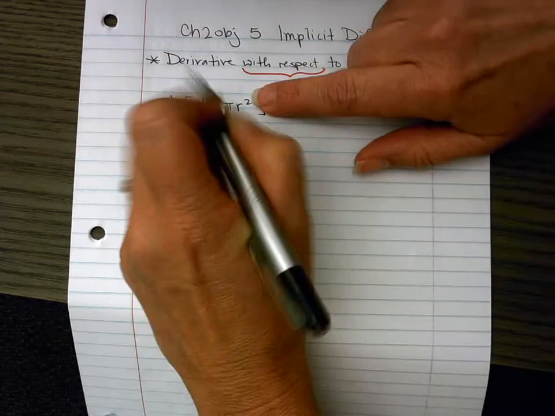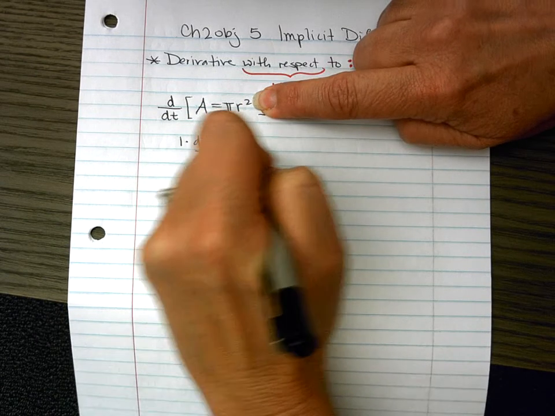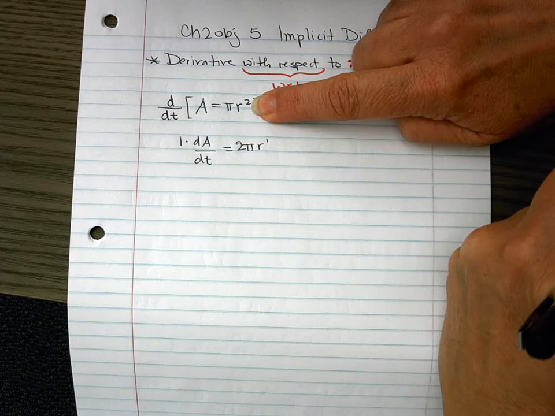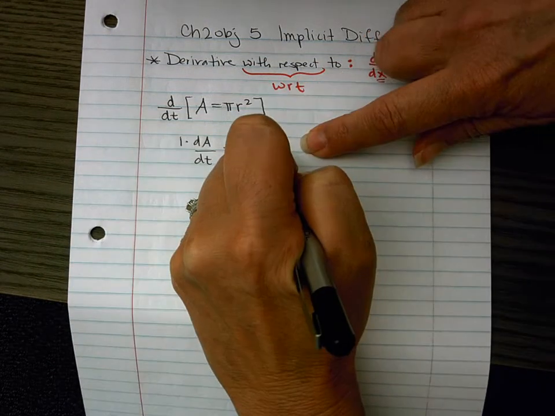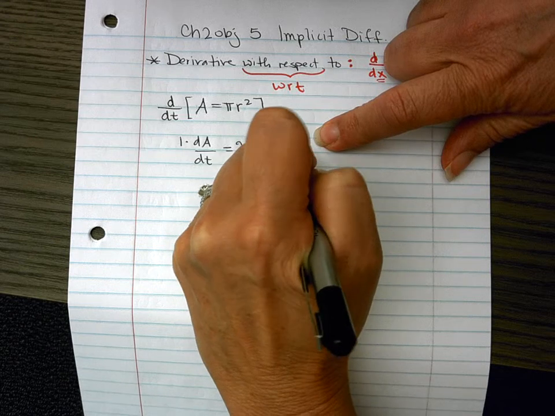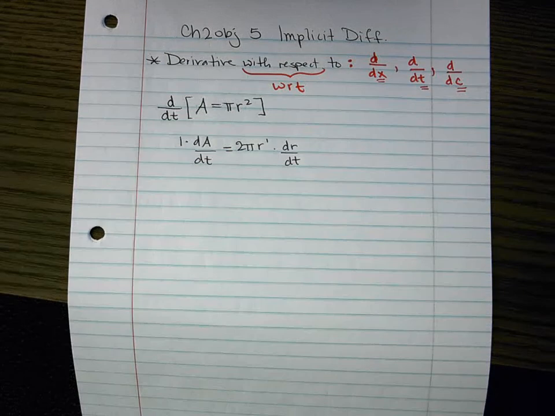Now let's take the derivative of pi r squared. Pi is just a coefficient there. I bring down that 2, so that would be 2 pi. Reduce the power by 1, so that would be r to the first. But I took it with respect to t, so I have to say times r's rate of change compared to t, so times dr dt. And that would be the derivative of A equals pi r squared with respect to t.